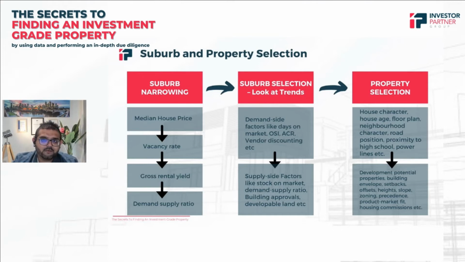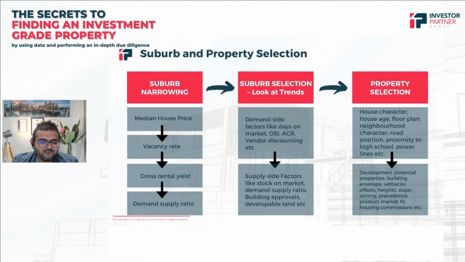Now, you would hear people talk about demand supply ratios, or DSR ratios, all the time. Let me explain what these demand supply ratios are. A demand supply ratio indicates how strong the demand is in a particular suburb compared to supply. Most people use these to understand demand in a particular area, and they think that if the demand supply ratio is high, you should buy in that area.